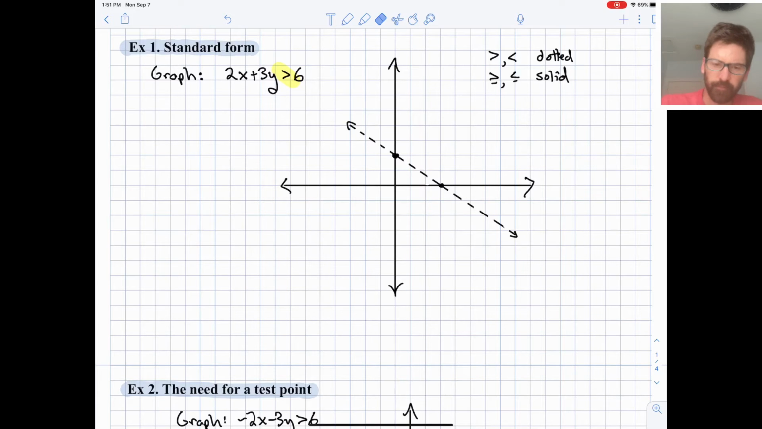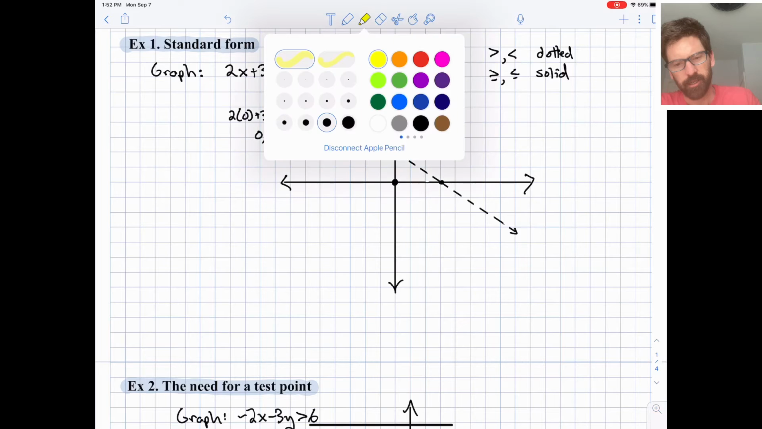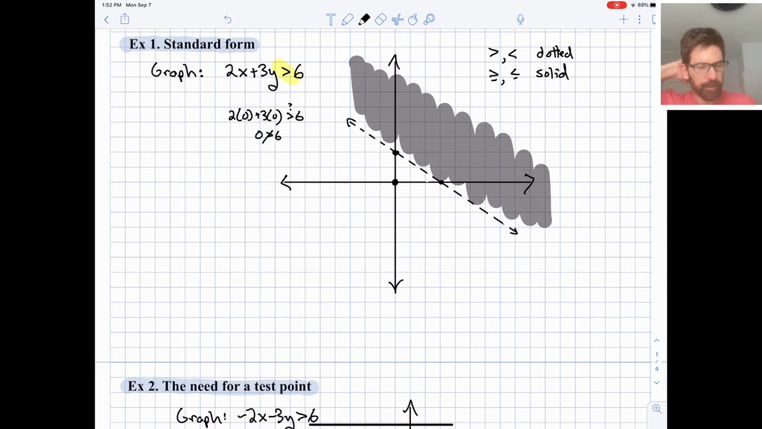All right. Now we have to pick a side to shade. And sometimes you might be thinking, well, it's a greater than sign, let's shade above. Sometimes that works, sometimes it doesn't work. So I think it's always good to plug in a point. So let's pick this test point of 0, 0. And is 2 times 0 plus 3 times 0 greater than 6? Is 0 greater than 6? No, it's not. So we're going to shade the side of the boundary line that does not include 0. And let's see if I can do that with this guy right here. You don't have to shade every little bit of it. You just have to make it clear what side you're shading. Okay.